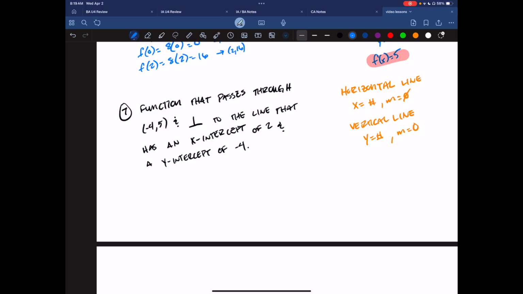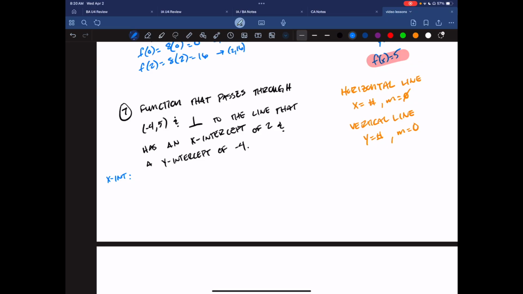All right, on number 7, it says a function that passes through negative 4, 5, and is perpendicular to the line that has an x-intercept of 2 and a y-intercept of negative 4. So I'm going to use the x and y-intercepts to find my original slope, and then I'm going to figure out my perpendicular slope.